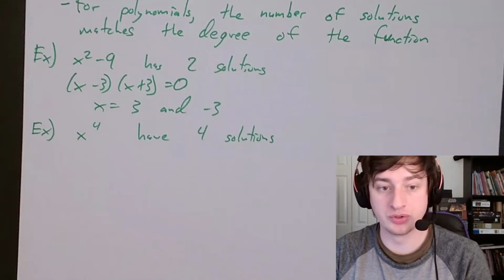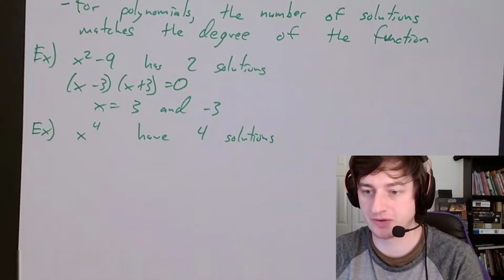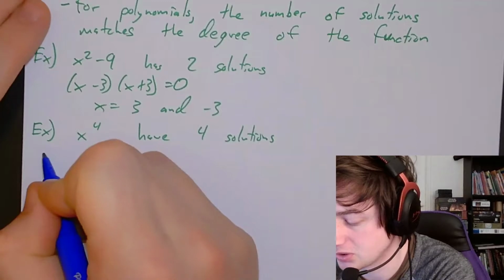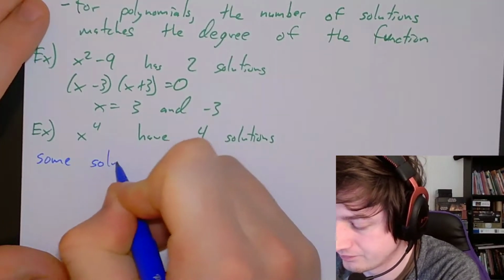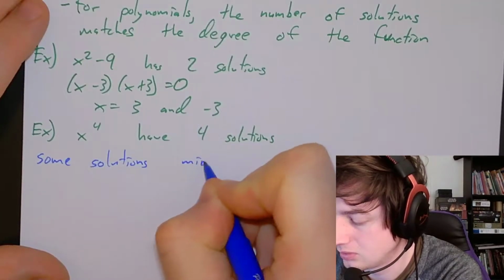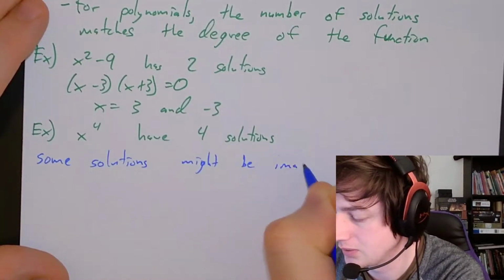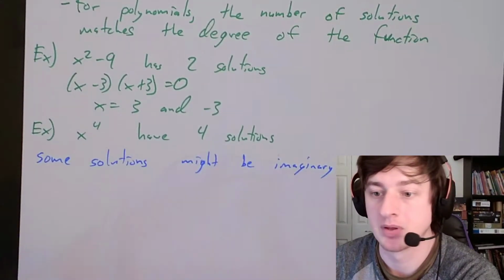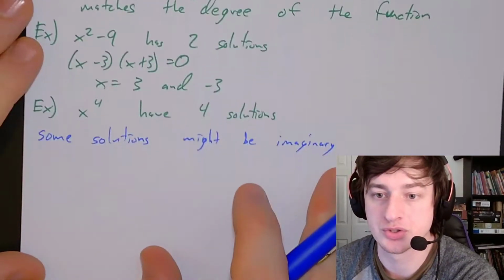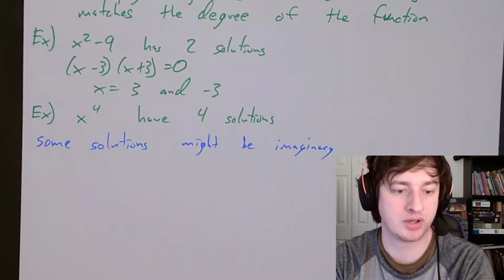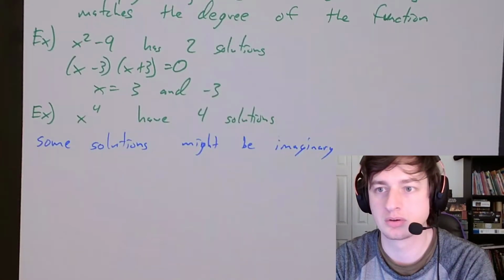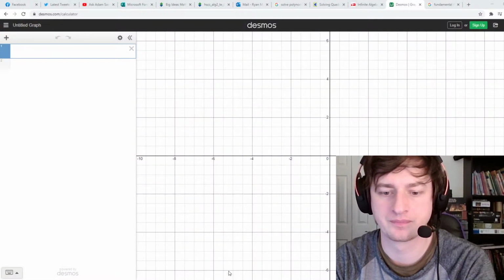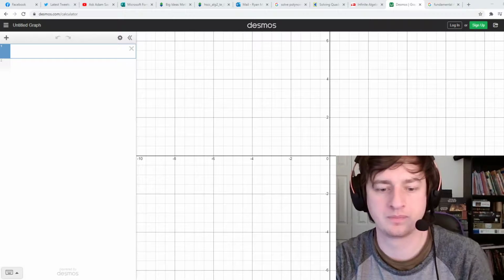It is unknown until we solve it, until we factor and solve it and find the solutions, if those solutions are real or imaginary. So some of those might be imaginary. We're going to ignore those, okay? But I do want to show you what those solutions would look like. So I'm going to switch to Desmos here, and we're just going to look at some different graphs.